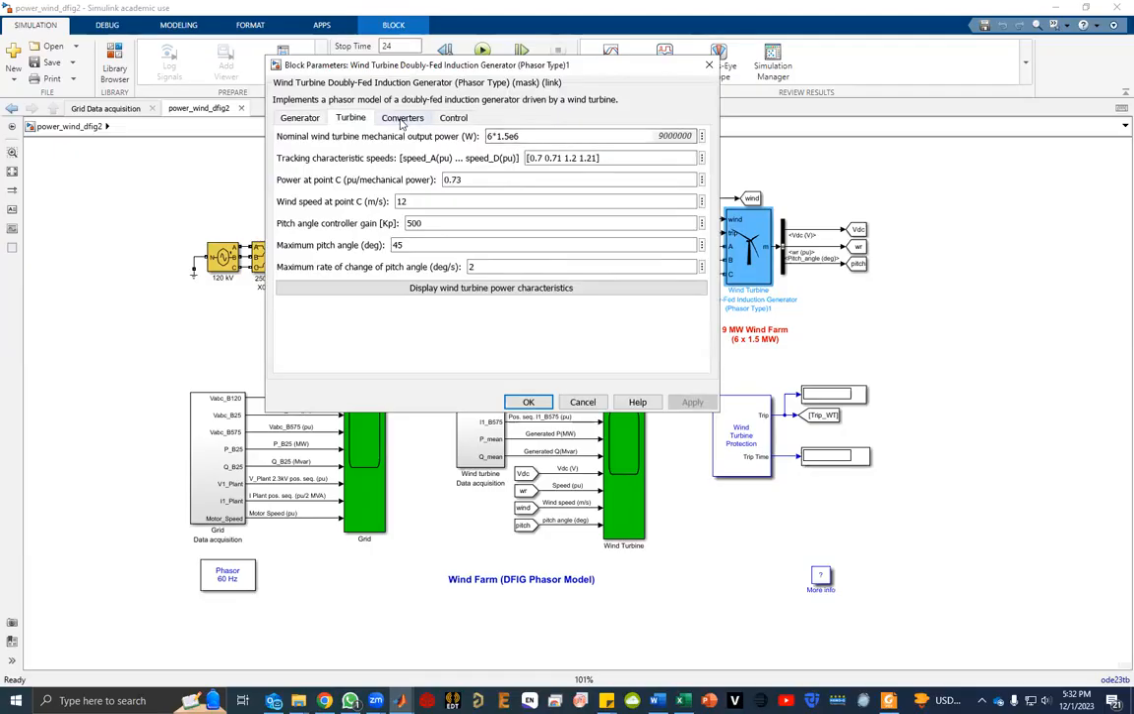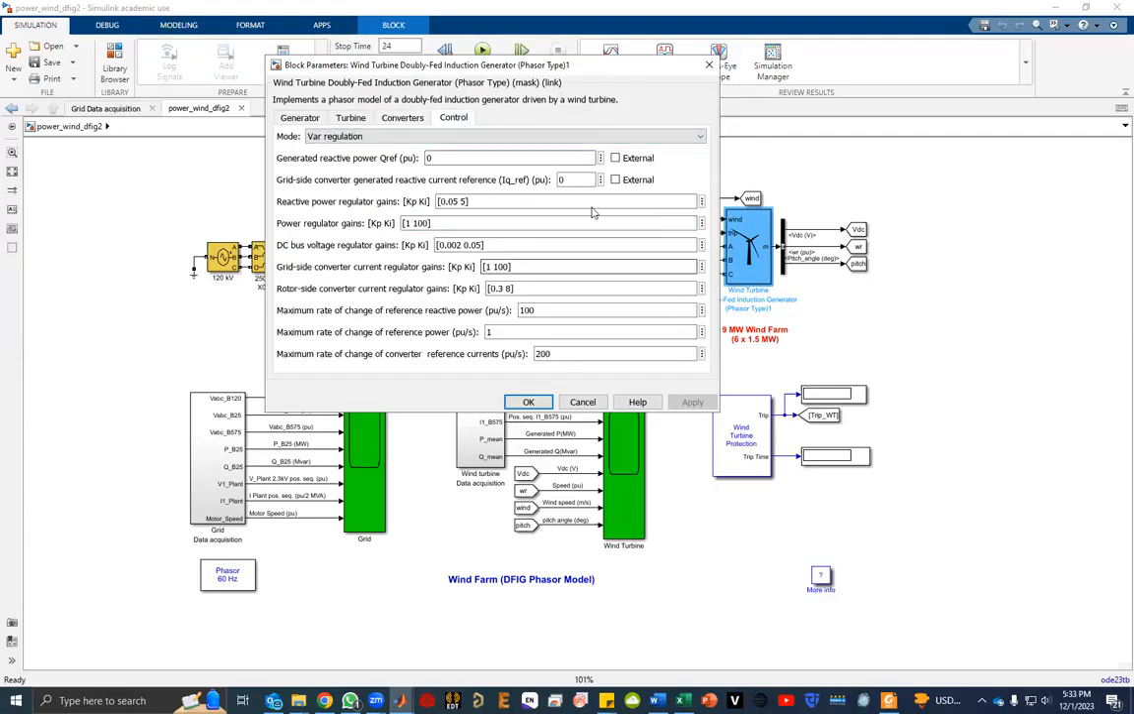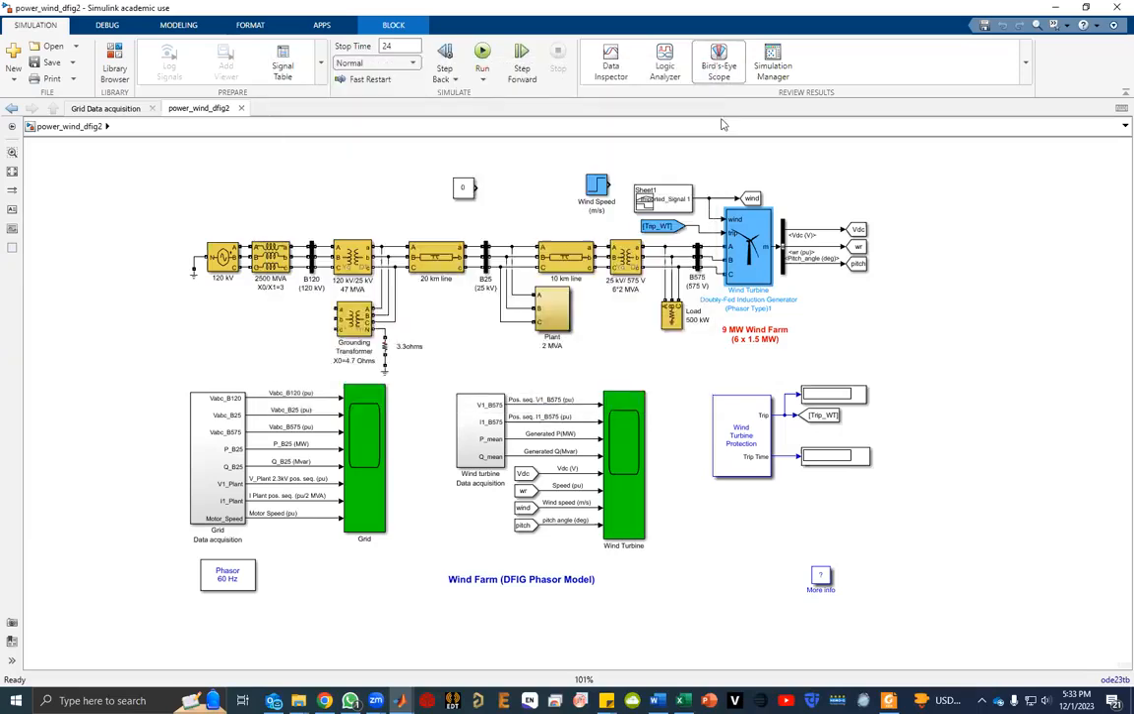Similar. Now there are values of different aspects of wind turbines, say for example, maximum pitch angle. You don't need to touch any of them. This is the converter, so the values will be 6 times of anything. So if you change the value, for instance, from 6 to 12, then you need to change it from 6 to 12. And you don't need to change any of the other parts. Control, I'd not recommend you to touch any of this.